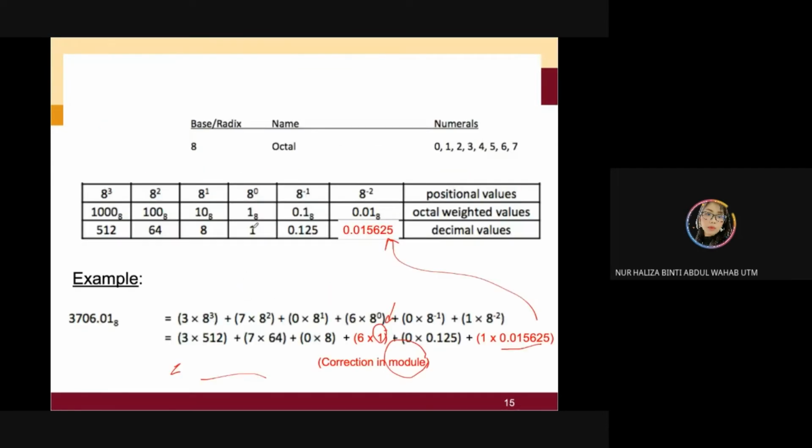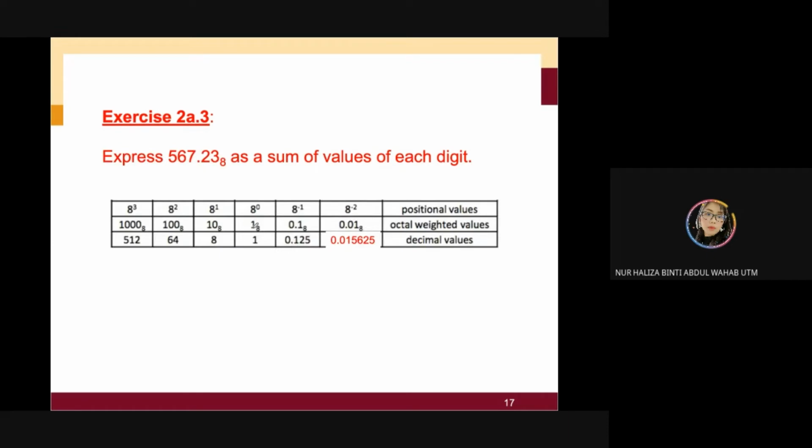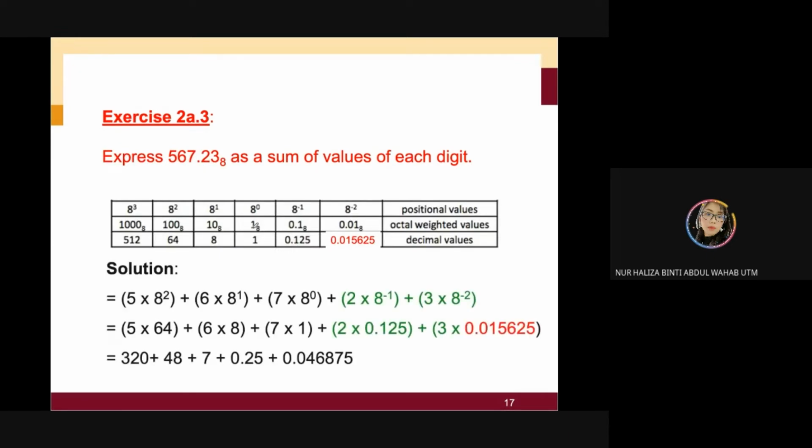So please try also the example of your exercise 2.3. Either it's easy for you to convert or not. Basically, it's similar to the previous method. You can try directly. It's not too hard for you. This is the answer.